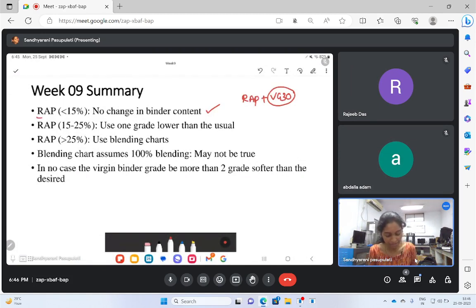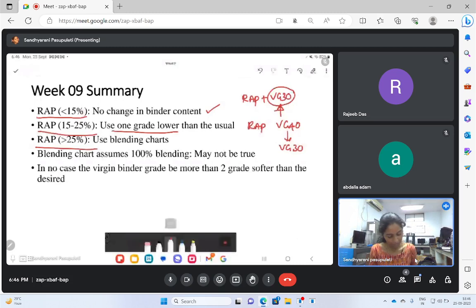But if the RAP percentage is less than 15%, it is suggested that you can use the same VG30 kind of binder. But if the RAP percentage is 15 to 25%, use one grade lower. That means, let us say if RAP has VG40 binder, then you can use one grade lower, meaning VG30. Okay. If the RAP percentage is more than 25%, we cannot directly choose the grade of the binder. We need to use the blending charts to determine the grade of the binder. So let us see what that is.